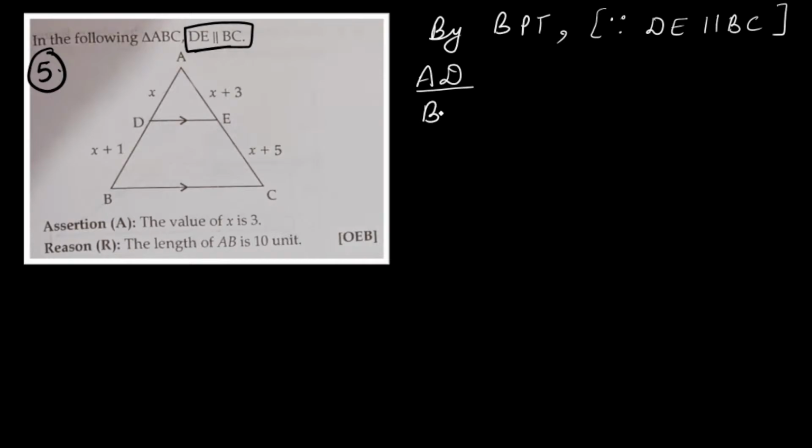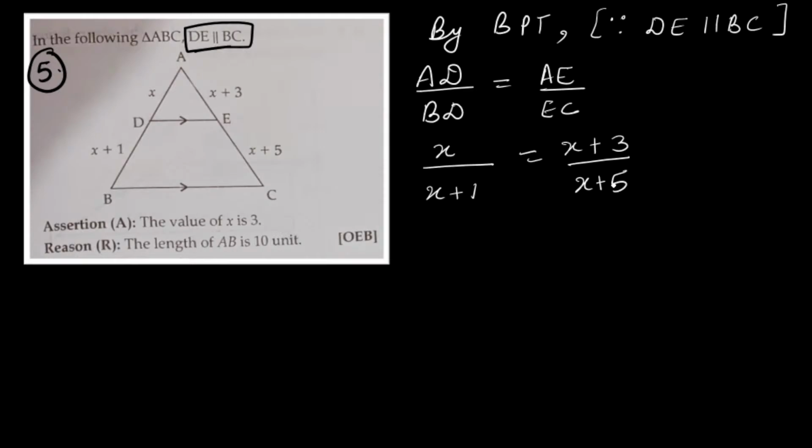So now it's given to us, by BPT, by the basic proportionality theorem, because it's given to us that DE is parallel to BC. So we can use this result: AD by BD is equal to AE by EC. Now the values we can substitute. AD's value is x, BD's value is x plus 1, AE is equal to x plus 3, EC is equal to x plus 5. So x value we have to find.